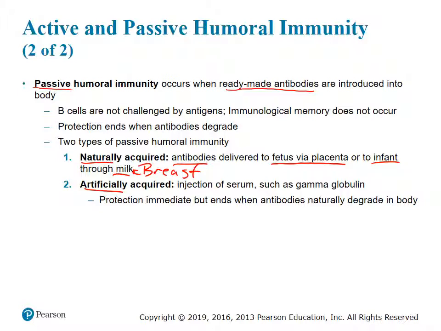It does mean that you can get these from other places, but it does, as an extra additive, an extra enhancement to your immune system, giving these antibodies directly to either the fetus or the infant. So we can do this artificially too. We can actually interject serum into the bloodstream, and we can actually interject antibodies into the body.